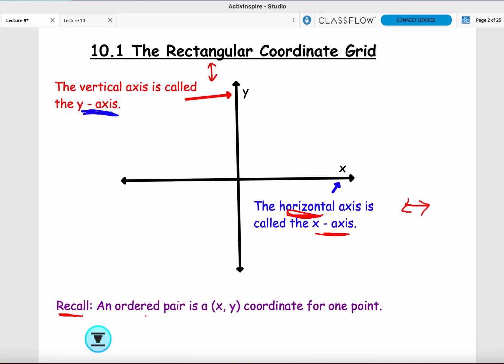Remember, an ordered pair is an xy coordinate for one point. So there's going to be an x and a y here, and that is one ordered point. This point is at this x value and at this y value. So that's xy, it's like a point, okay?